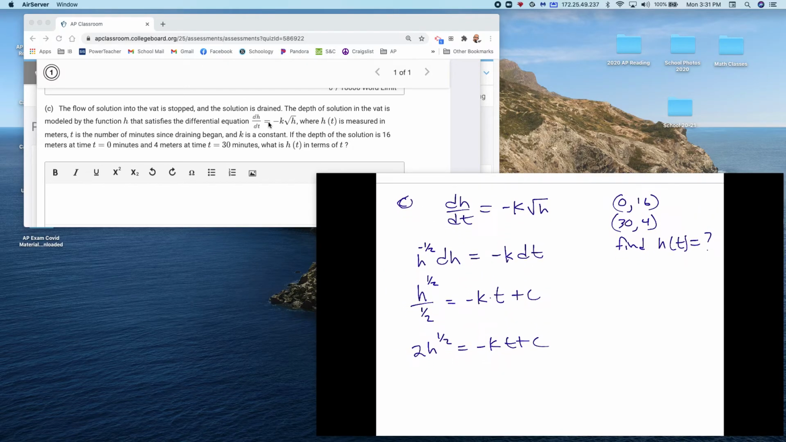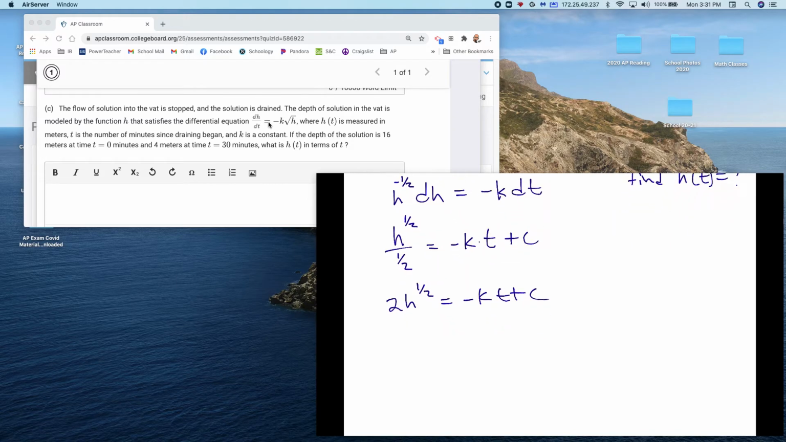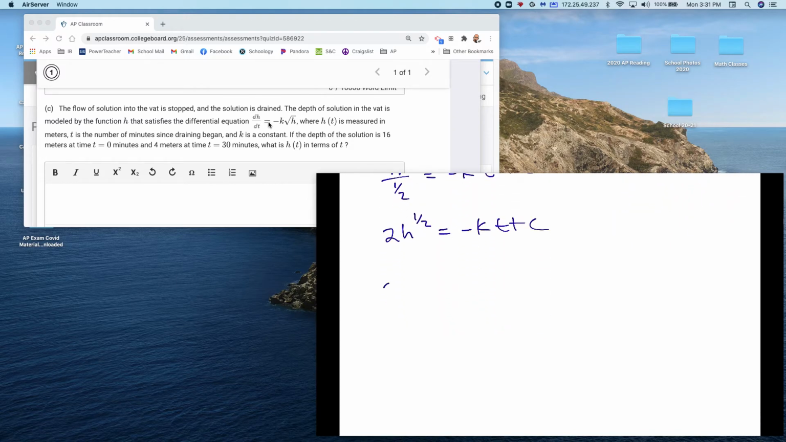Now we're going to use our two initial conditions. Notice we have two constants, a k and a c, and we've got two initial conditions to figure out what they are. So let's use 0, 16 first. 2 times 16 to the 1/2 is equal to negative k times 0 plus c. 16 to the 1/2 is 4, so c is equal to 8.